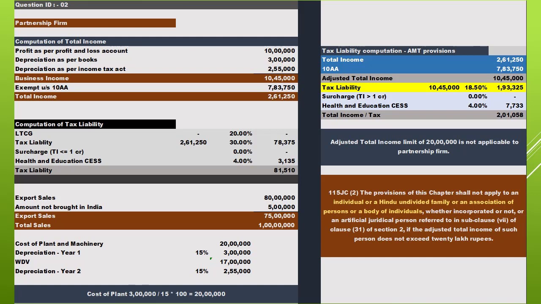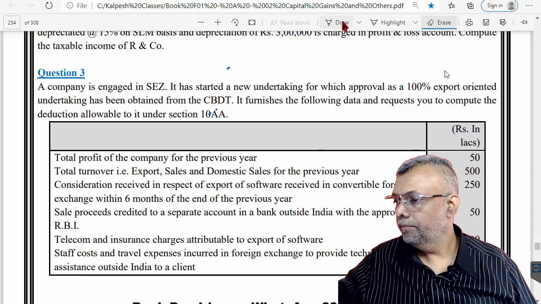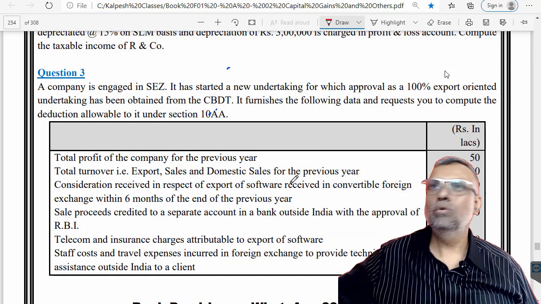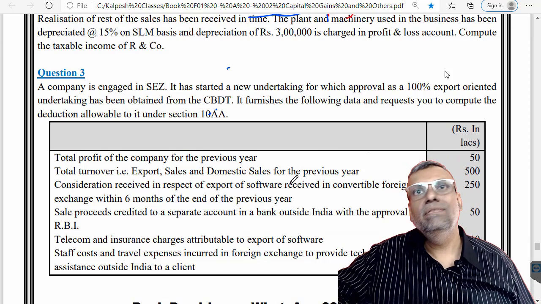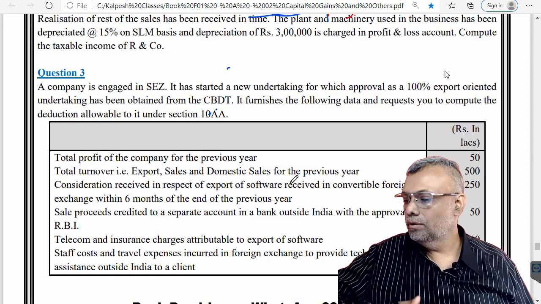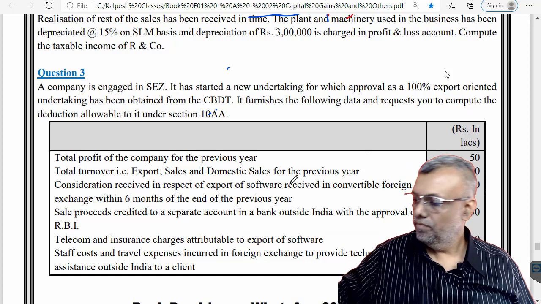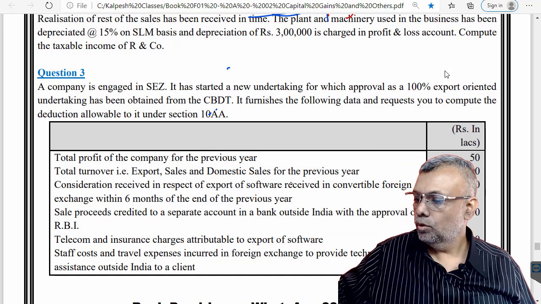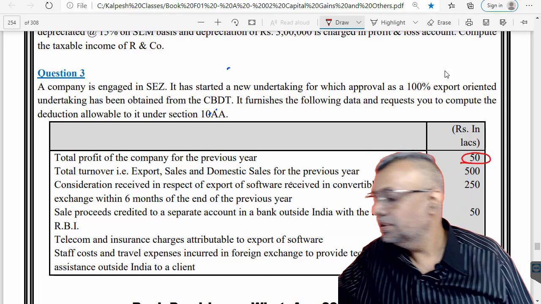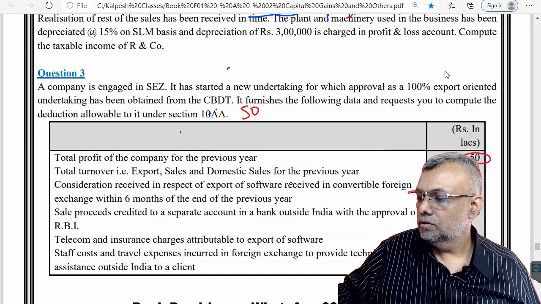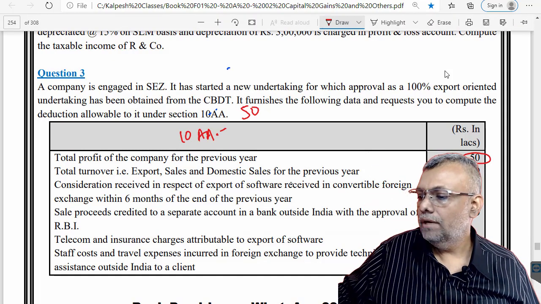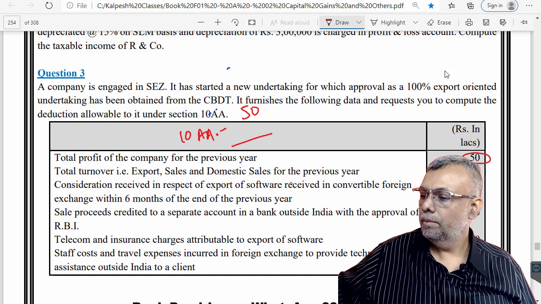Now friends, come to this particular question number 3. This question is mainly on the meaning of export turnover and total turnover. It is a simple understanding. See, total profit is given as 50. From 50 you will have to give a deduction under 10AA.